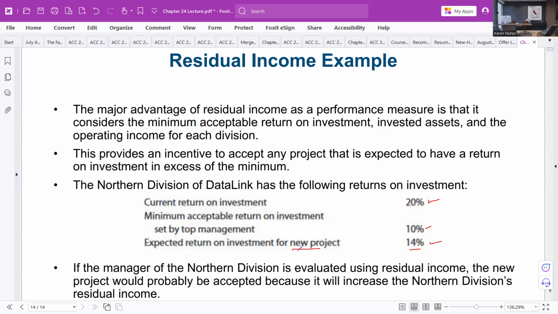So that's a little bit on performance evaluation for these investment centers. That's our focus in this chapter, and I will see you in the problem solving session for chapter 24.